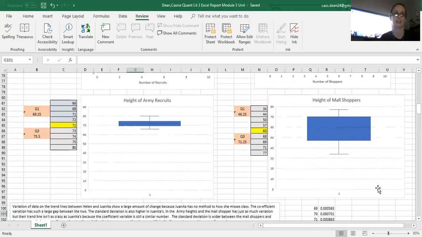The variation of data trends between Helen's and Juanita's shows a large amount of change, and that Juanita has no method to how she skips class. Yay, Juanita.